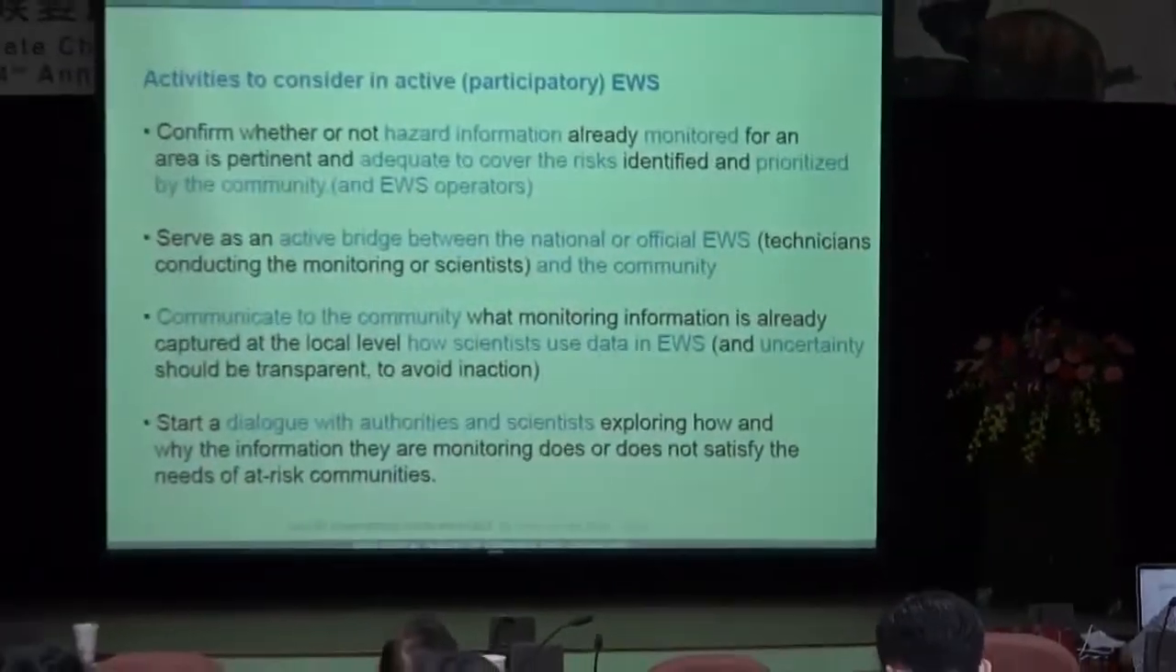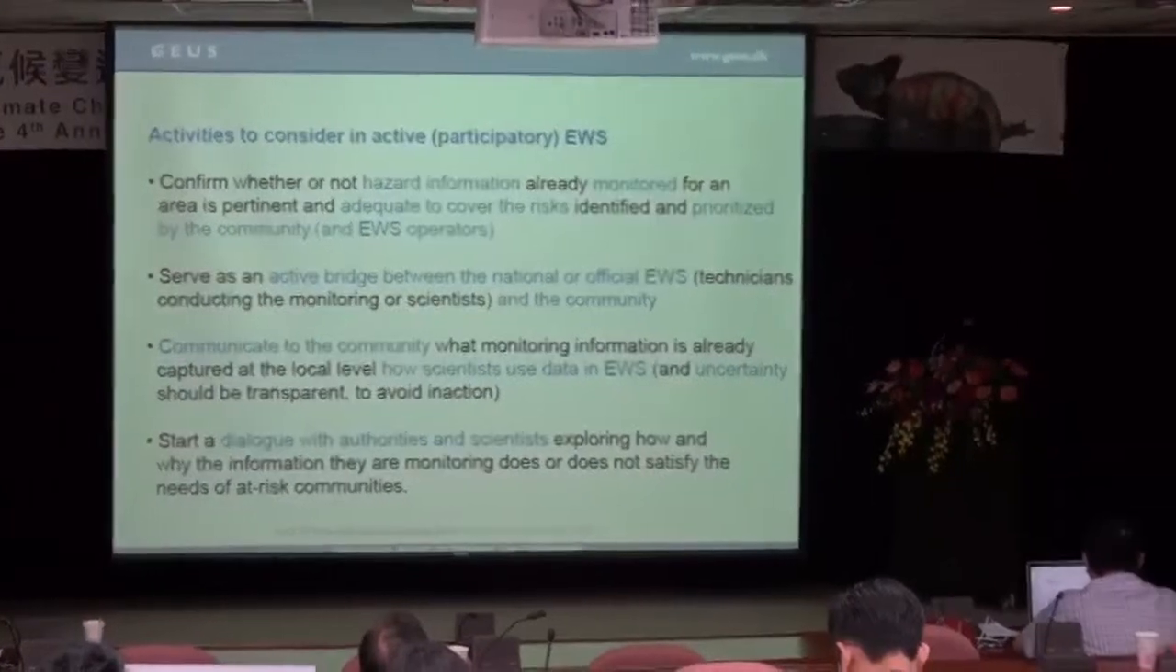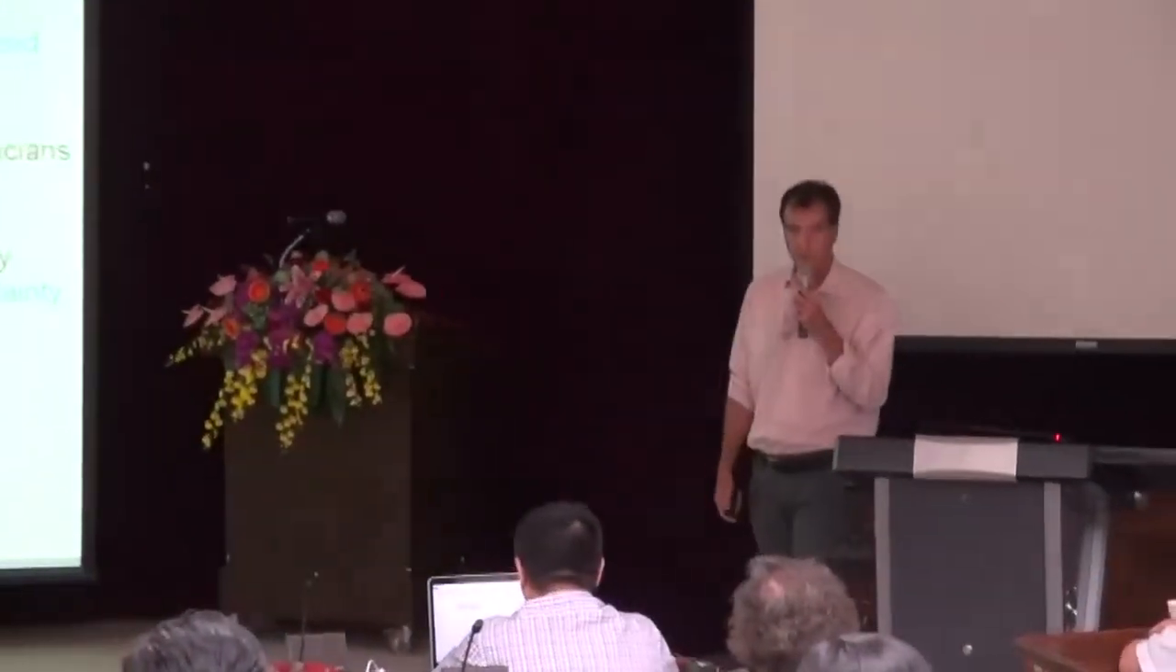So, activities to consider if you have an active participatory early warning system. It's also sometimes called a people-centered early warning system. It is about confirming whether the hazard information monitored is adequate or not. You may think of the people having the local knowledge in the community. They know best where you should provide information for an early warning system, so you make use of this information. It also is an active bridge between the national and official early warning system and the community, so there's also a communication aspect in this case.